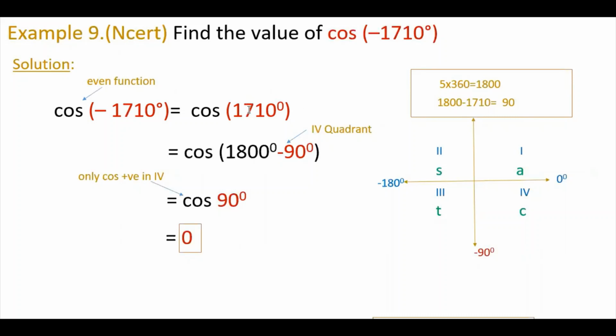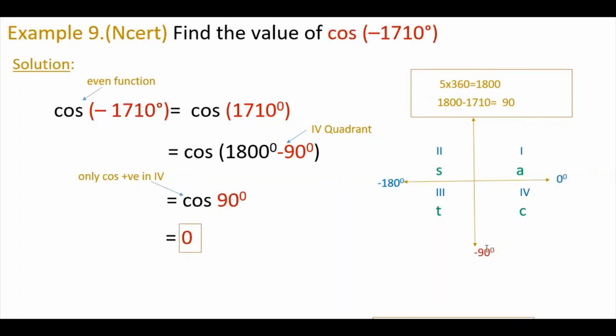Now you have to check how many rotations it has completed. Here 4 into 360 is 1440 and 5 into 360 is 1800. So this angle is nearer to 1800, and you can write it as cos of 1800 minus 90. To calculate this, subtract this angle from 1800 and you will get 90. So you can neglect the 1800 and consider only minus 90.